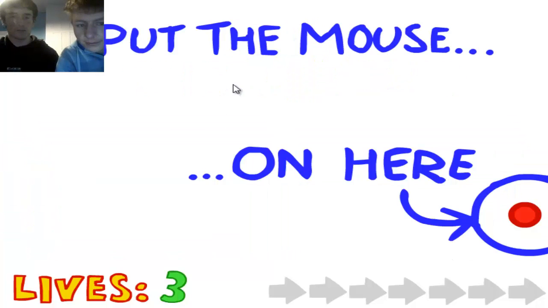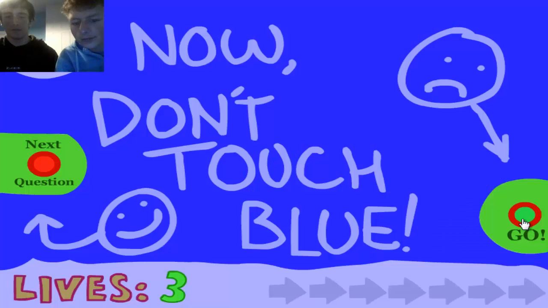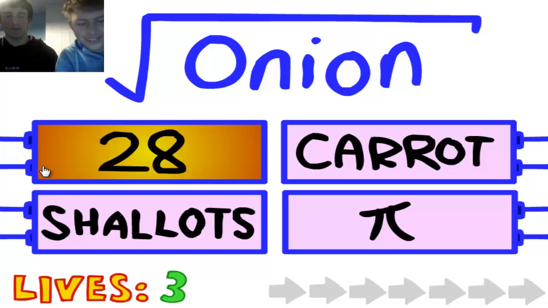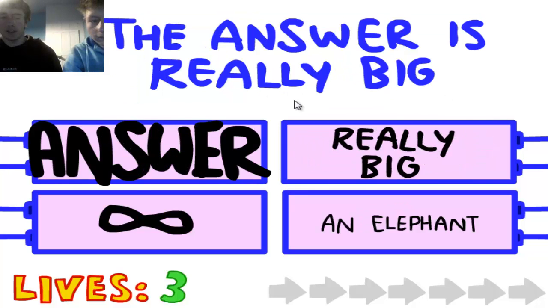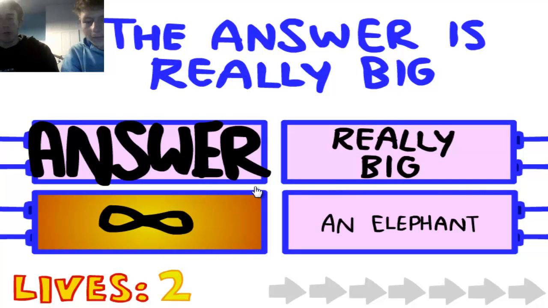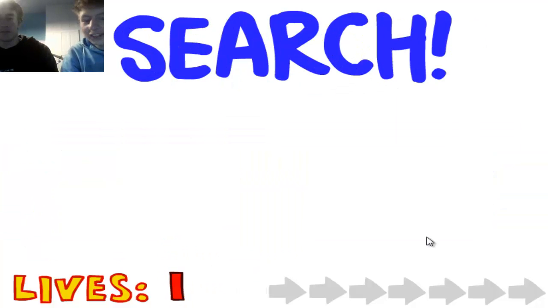Which one is it, Angus? Not hard. Go. Come on. I learned that from PowerPoint animations in year 7. Yeah, year 7. Onion. Pie of an onion. What? Yeah, no. The answer is really big. This music is really annoying. It's not really big either. It's not really big. It's an elephant! Okay. I was just guessing because I already did the question before and I got more wrong.